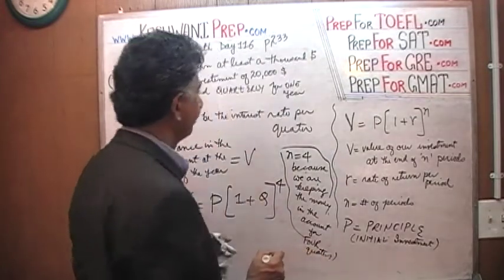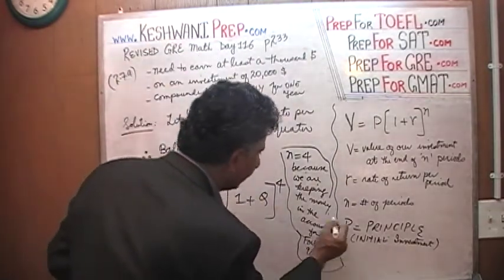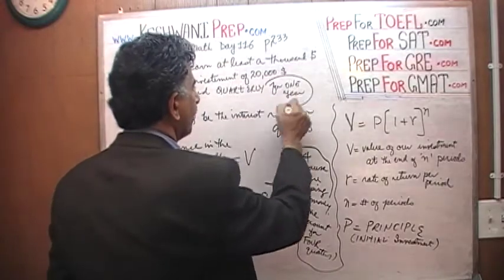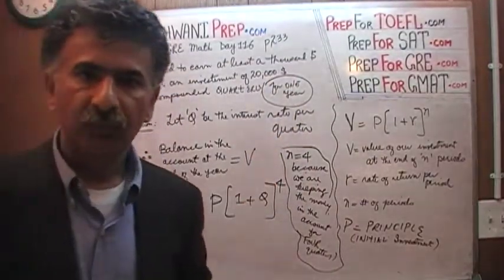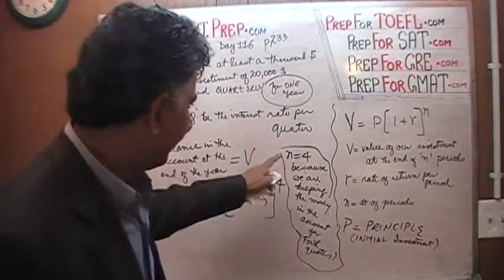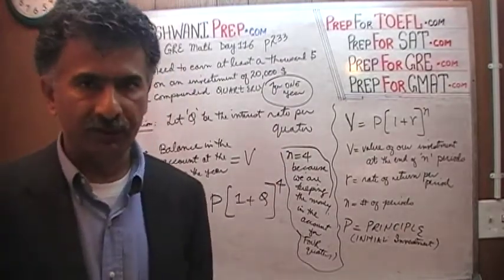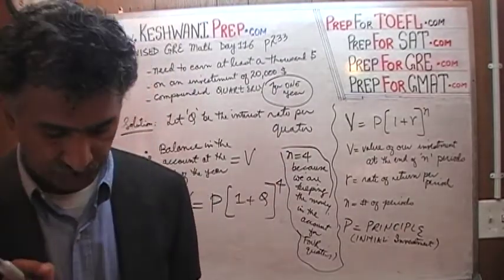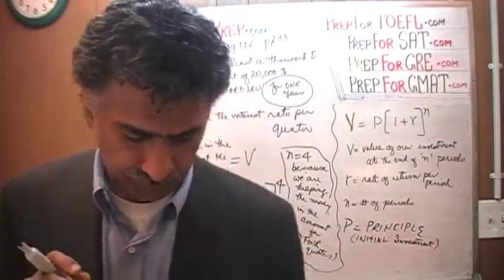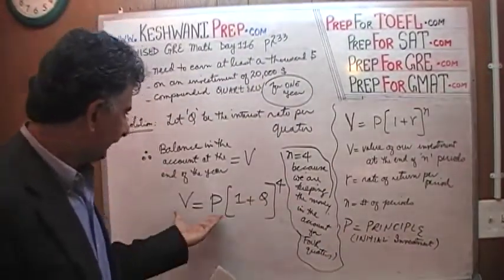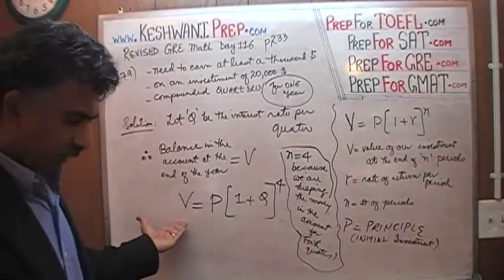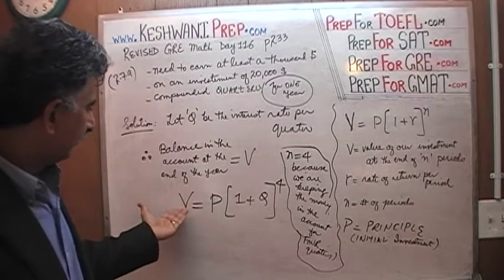We're keeping the money in the account for 4 quarters, for 1 year. That's why n equals 4. Not because there are 4 quarters in the year. That's not what I meant to say. I just wanted to make sure that you understand. That's it. That's our formula. All we're going to do now is plug in our values for P.